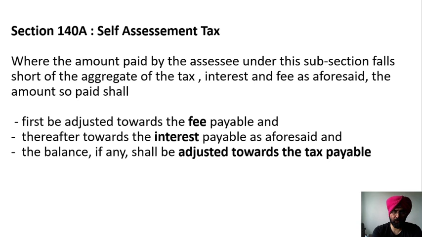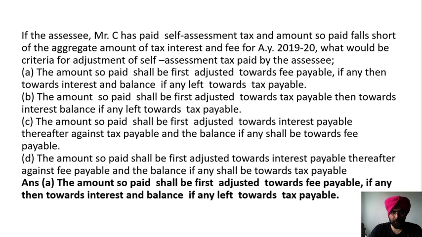Suppose you file your income tax return late, so late fees is applicable. First it will be adjusted towards the late fees, and then towards the interest payable, if any, under the provisions of the Income Tax Act. If a balance amount is left, then it will be adjusted towards the tax payable. So this is the order in which the income tax paid will be adjusted. So in this case, the correct answer is A.